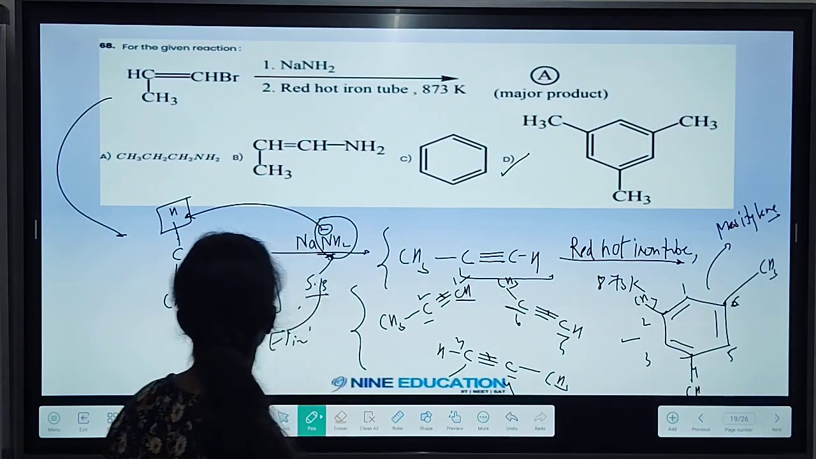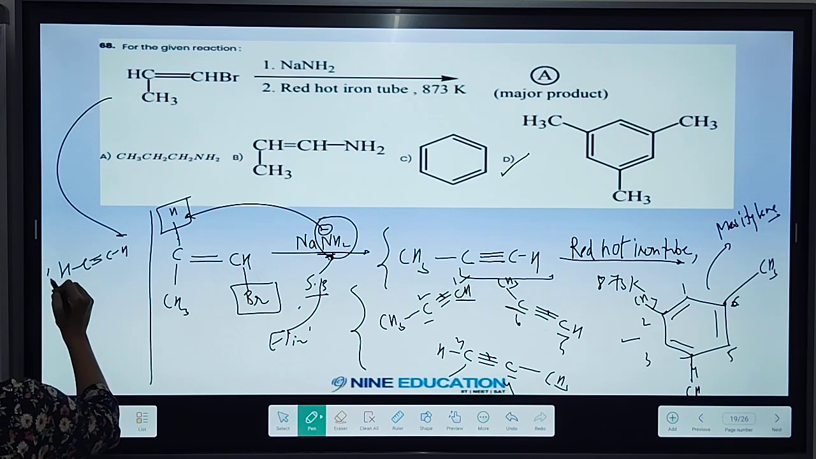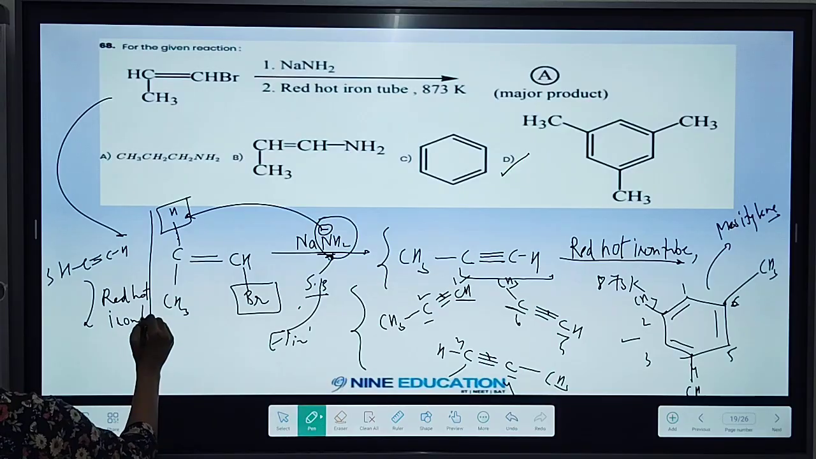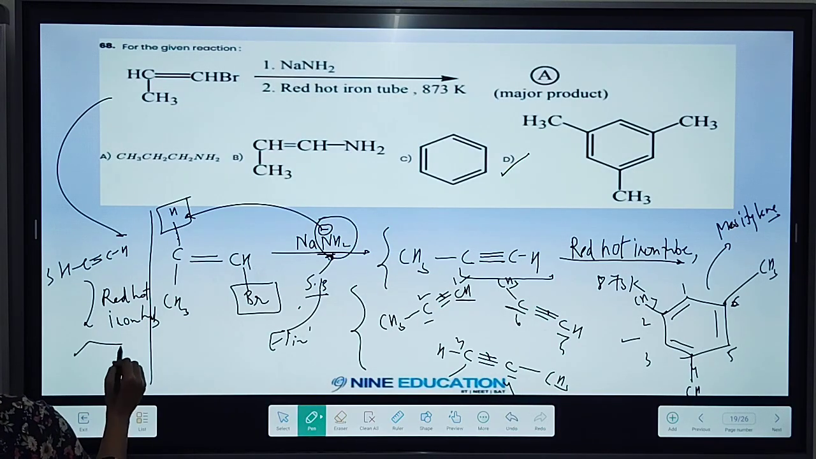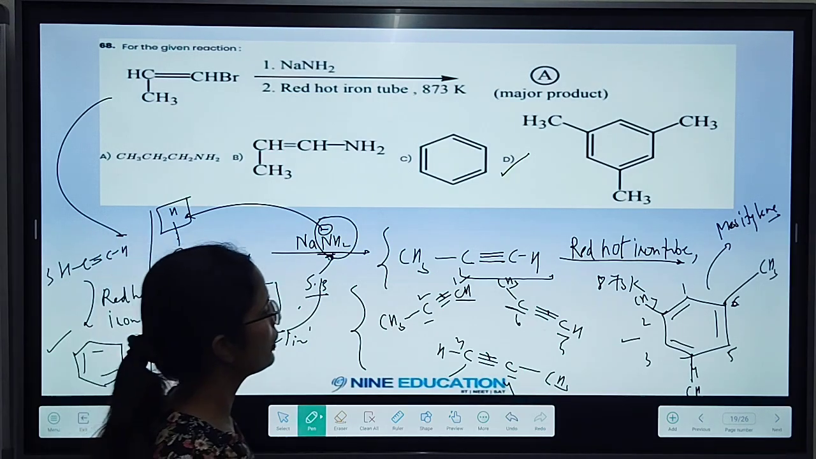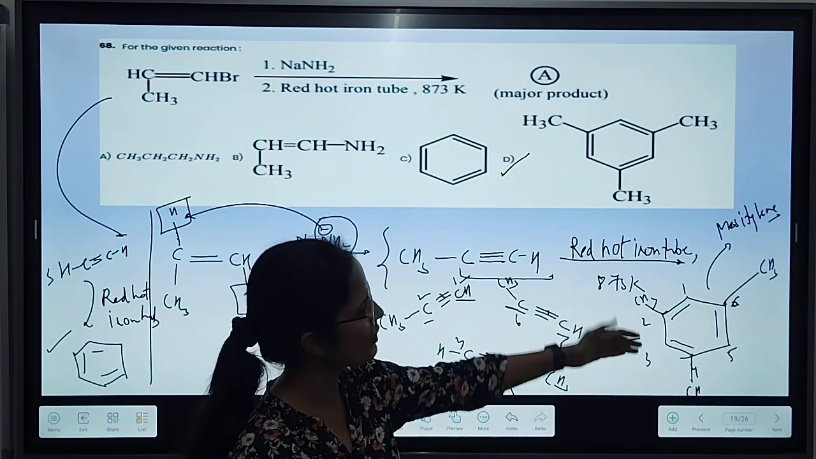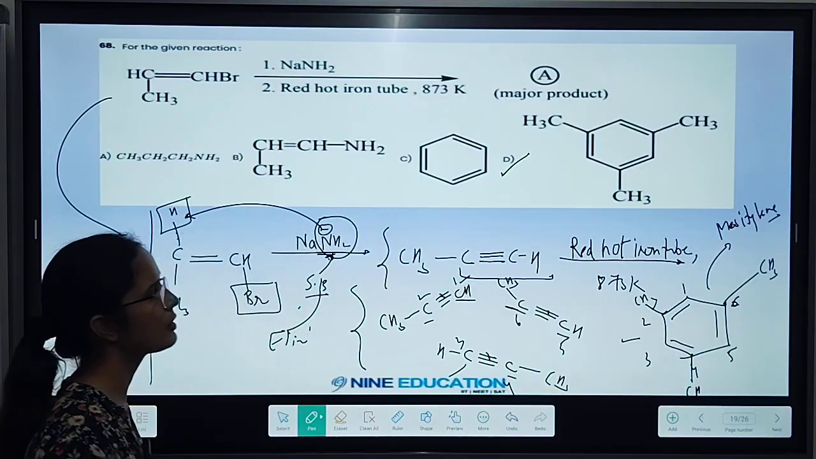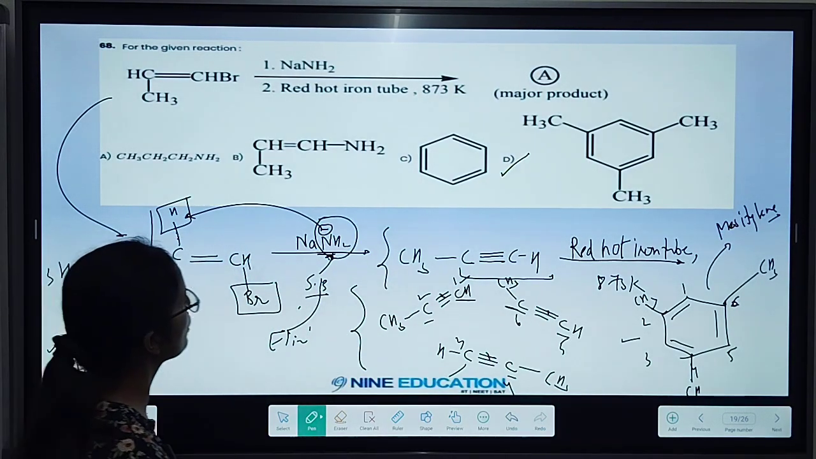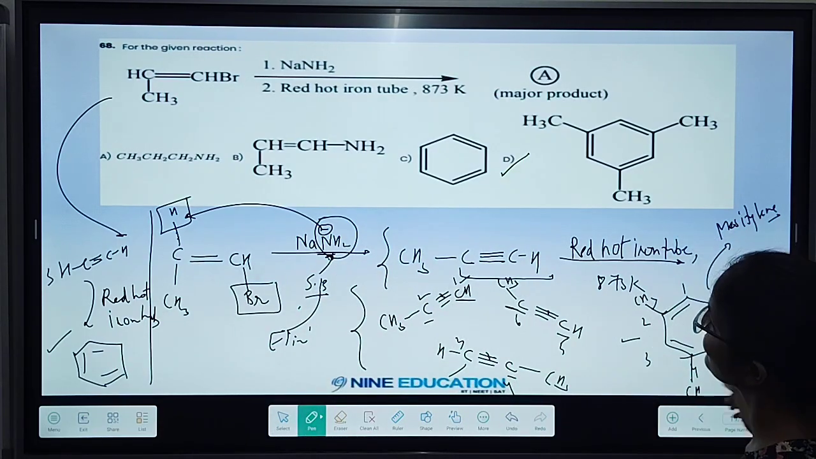Now you need to remember, if we have ethyne, 3 moles of ethyne, when we keep it in a red hot iron tube, it polymerizes and gives us benzene. Aromatization will be there. And here also, if we have 3 moles of this alkyne, when they convert into an aromatic system, you will get mesitylene, which is 1,3,5 trimethyl benzene. So the correct option here will be D.